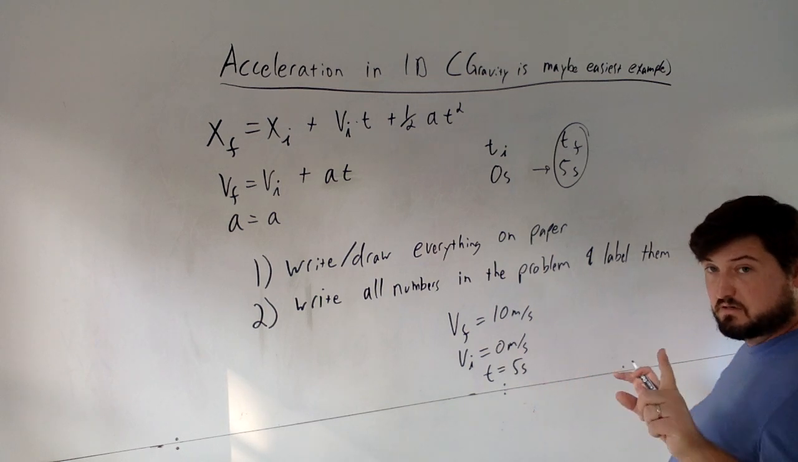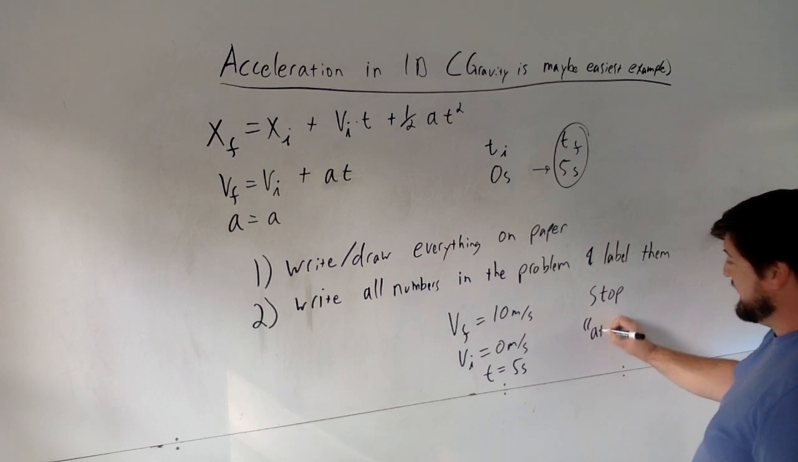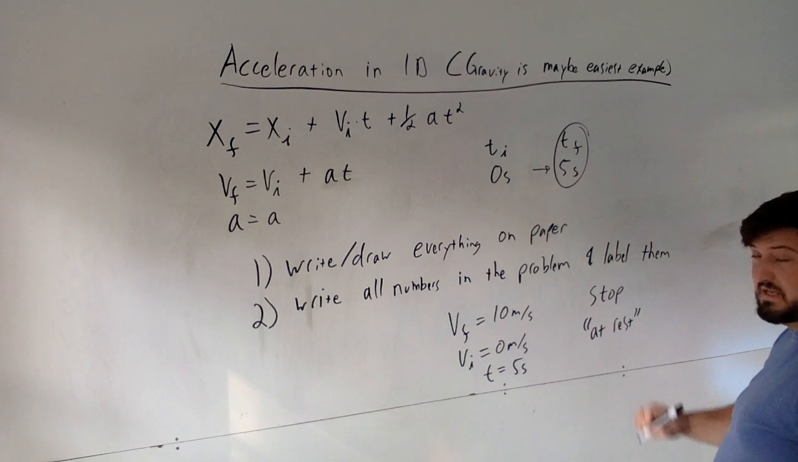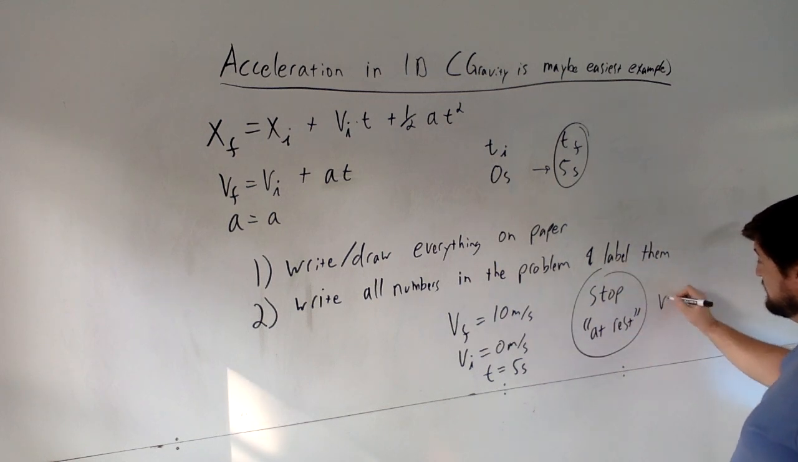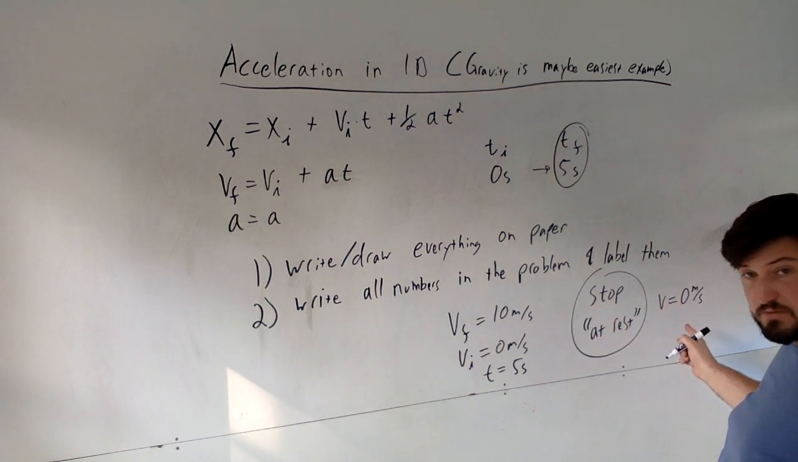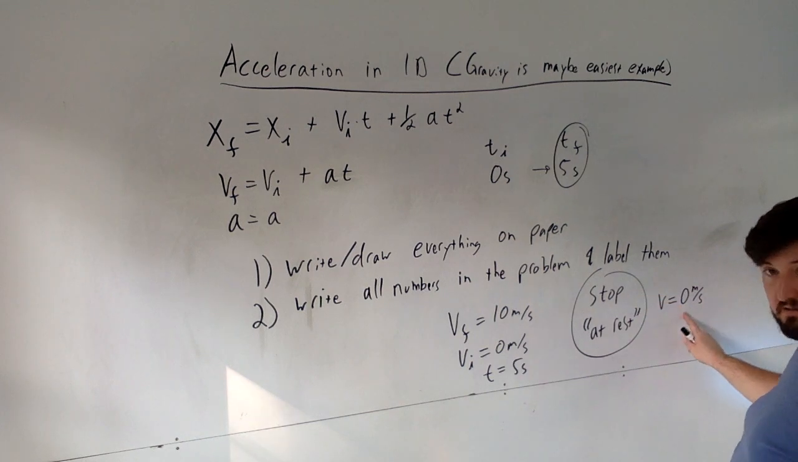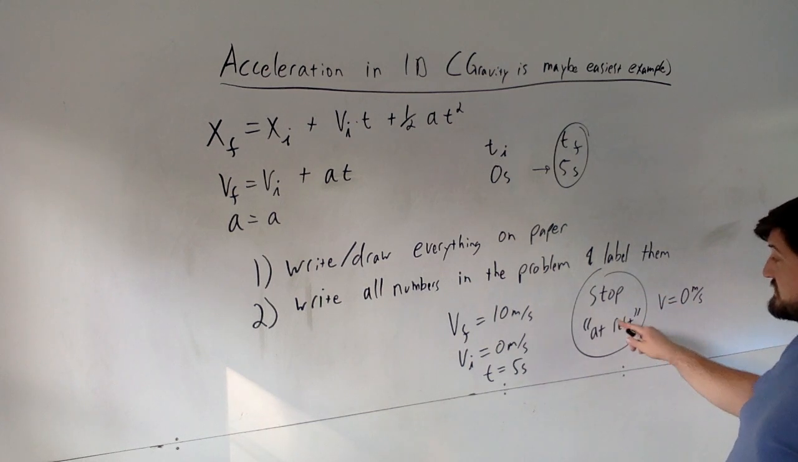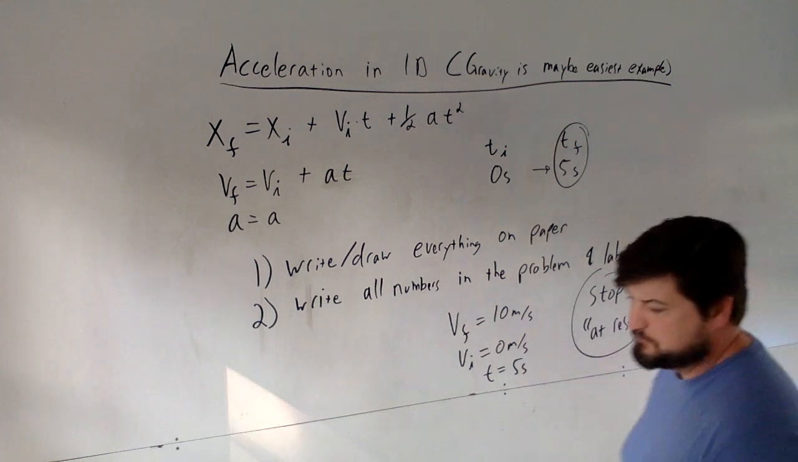And another thing I want you to hear: anytime you see the words stop or at rest, what I immediately want you guys to do is realize that both of those things mean velocity at that point is equal to 0 meters per second. So even if it doesn't tell you velocity is 0 meters per second, remember, if it says it comes to a stop, that means it's ending with 0 meters per second, right? Or if it starts at rest, that means it starts out with an initial velocity of 0 meters per second. Okay, don't forget those things. All right?